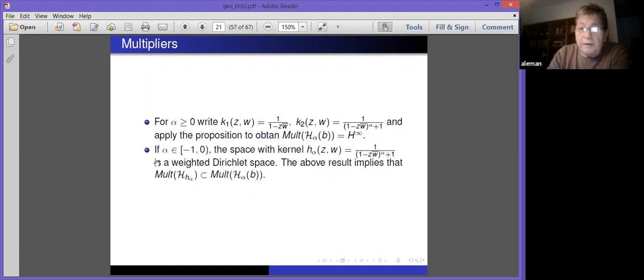Okay. In the other case, where I don't know the exact result, sorry for the misprint again, so +1 is in the power. But if you do this, then the kernel K2 or H alpha that you get is a kernel in a weighted Dirichlet space. Then the result only says the multipliers of this weighted Dirichlet space will be contained in the multipliers of H alpha B. So I don't know how sharp this is.